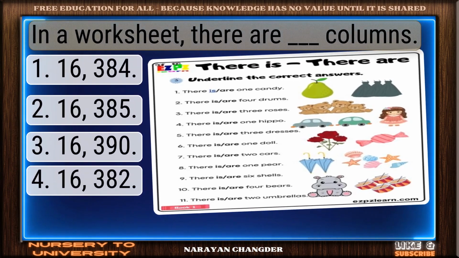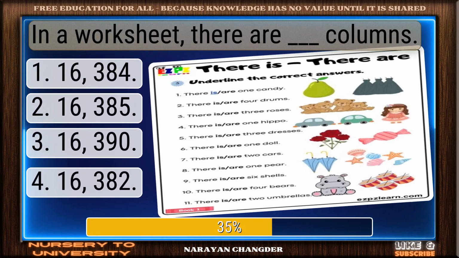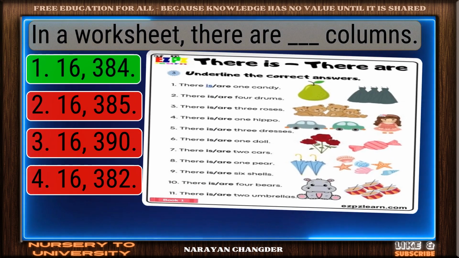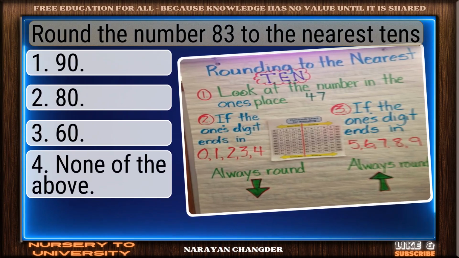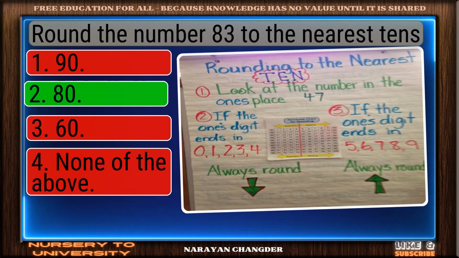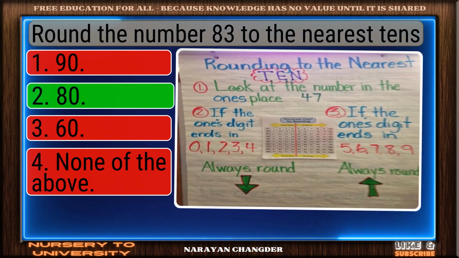In a worksheet, there are dash columns. 16384 is a solid answer. Round the number 83 to the nearest tens. Right again. 80 is a valid answer.